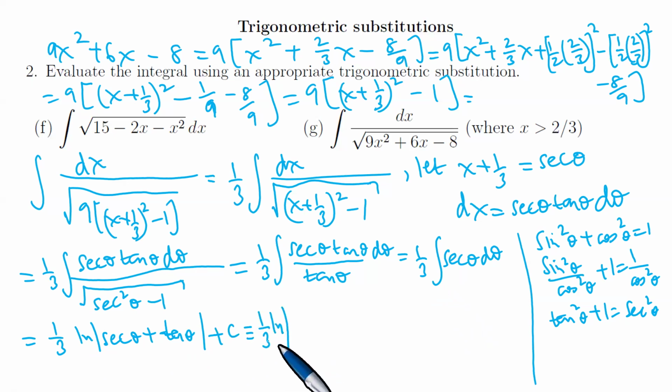1/3 of the ln. What is the secant? Because we already know that secant of theta is x plus 1/3. So which means that in the place of this, you can put x plus 1/3, but you can also write it as 3x plus 1 out of 3. Okay, that's how they wrote it, 3x plus 1 out of 3, plus tan theta. What is tan theta?